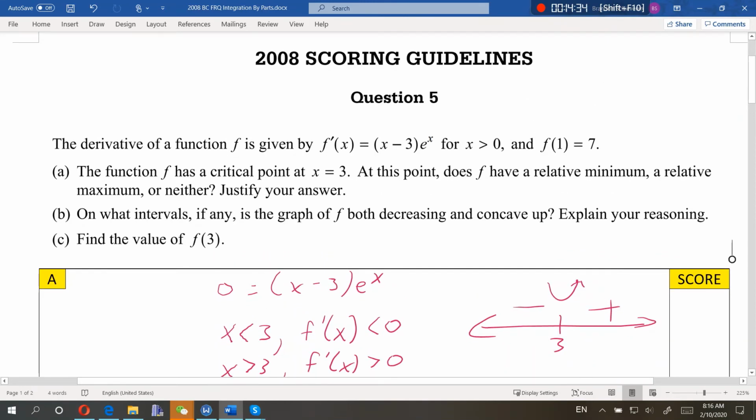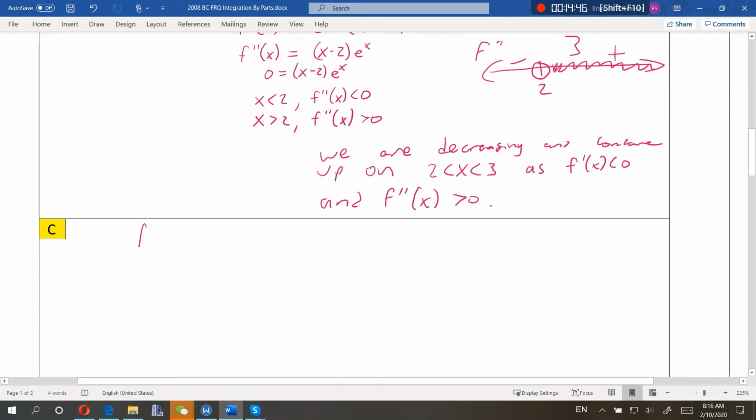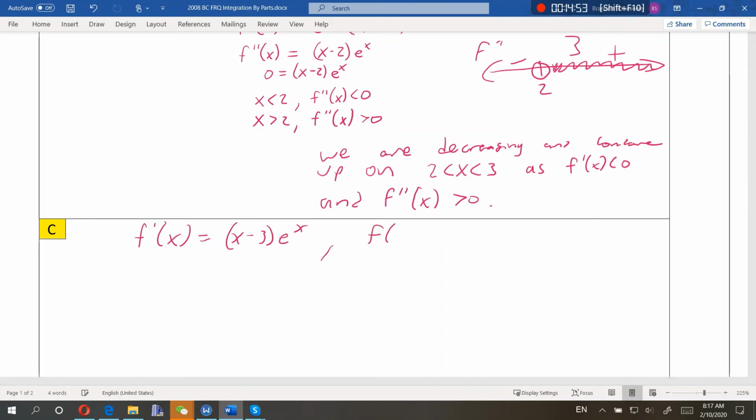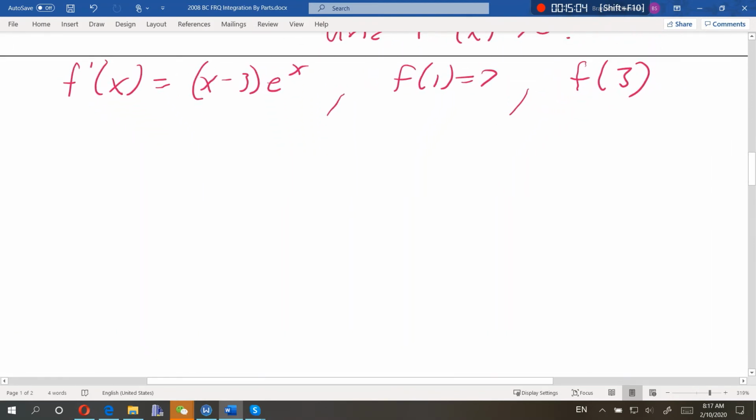Okay, last one. I want to find the value of f of 3. Oh, so we integrate. So let me write down everything we were given really quick down here. So f prime x, we were given, is x minus 3 e to the x. I was told f of 1 is 7, and I want to find f of 3. Okay, what do we need to do? So we integrate.